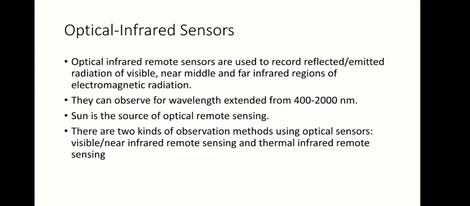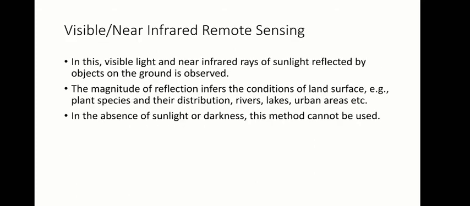In visible near infrared remote sensing, visible light and near infrared rays of sunlight reflected by the objects on the ground are observed. The magnitude of reflection infers the condition of the land surface, for example plant species, their distribution, rivers, lakes, urban areas, etc. In the absence of sunlight, or in darkness, this method cannot be useful.